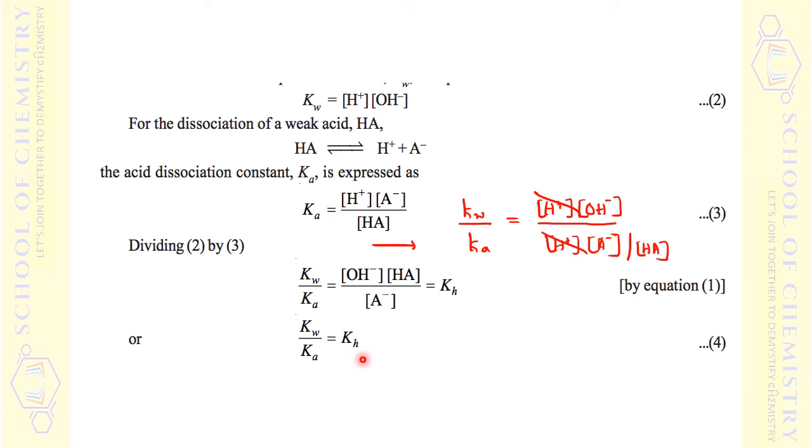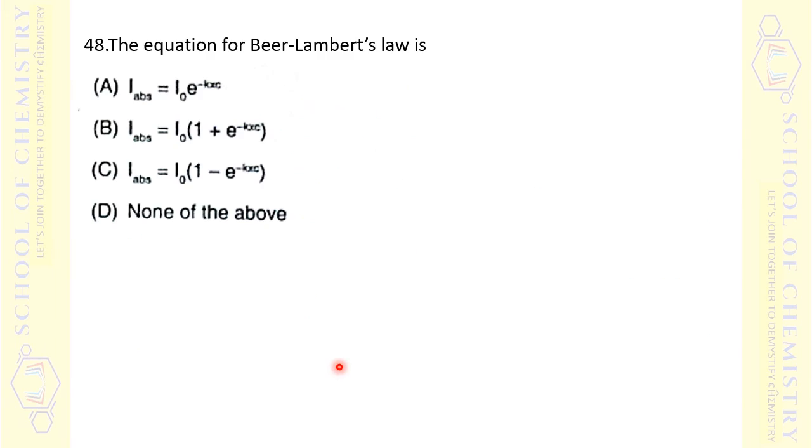Straight away this equation, if you can remember, it's good. It's true for bases also. Kw by Kb will be equal to KH for bases. But for weak acid, you can say that Kw by Ka will be equal to KH. So option A in the given options was the correct answer for this.